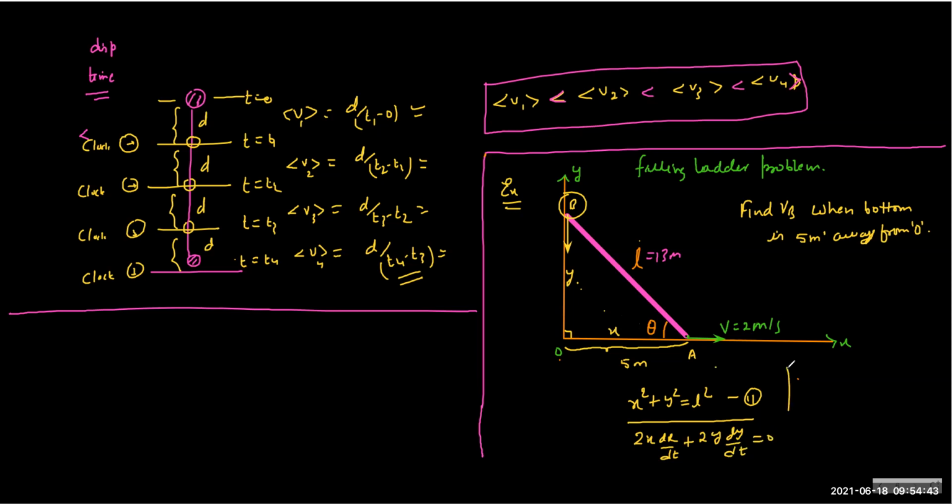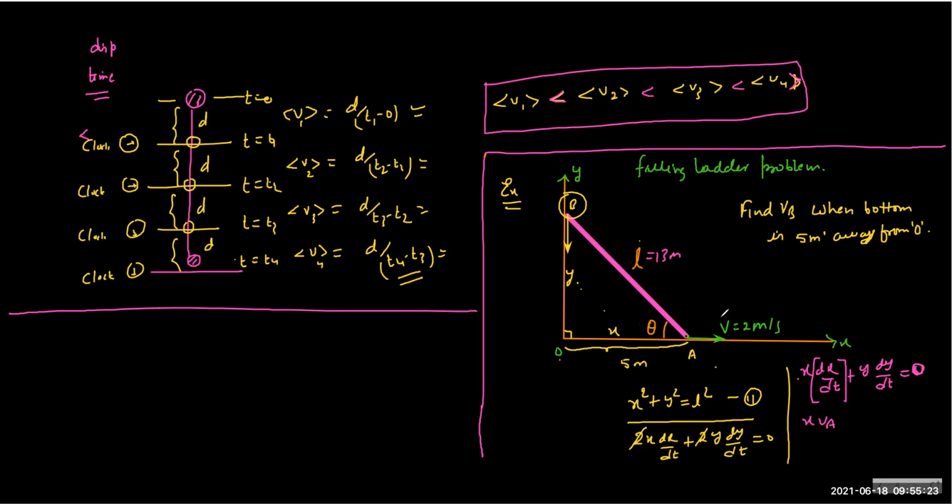The derivative of the constant is always 0. So now, what is dx by dt? Can you guess the dx by dt? What is this? What is dx by dt? So 2 meter per second. Exactly. That is the rate at which A is moving. So this is representing the VA.